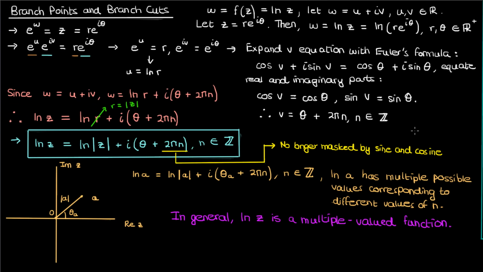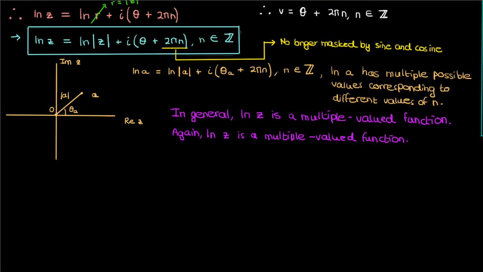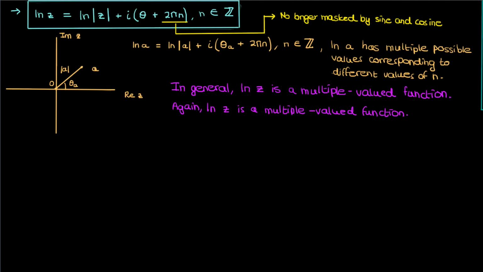It's now an essential feature that makes the natural log a multiple valued function. Normally, though, the sine and cosine would mask the 2 pi n because they are 2 pi periodic, but not in the case of the natural logarithm. Hopefully, this explanation should drill home why the natural log is a multiple valued function. By extension, any complex function that is expressed in terms of the natural log is therefore usually multiple valued.